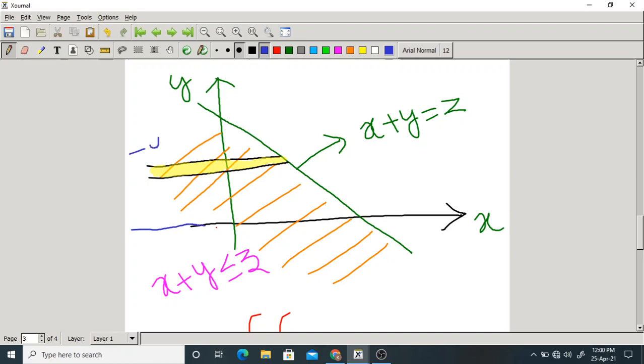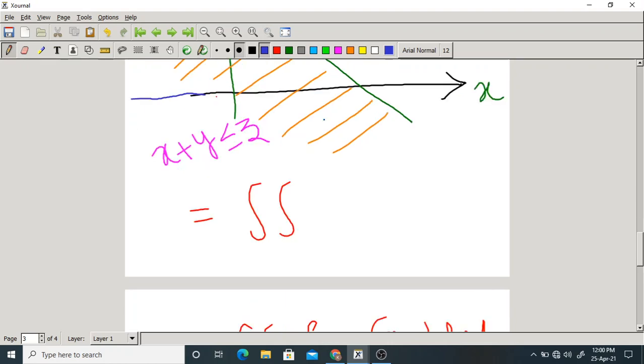Now this is minus infinity. What would this point be? This line is x plus y equal to z. This point would be x equal to z minus y. Now we should integrate along this strip, over the x-axis, from where to where? Minus infinity to z minus y.